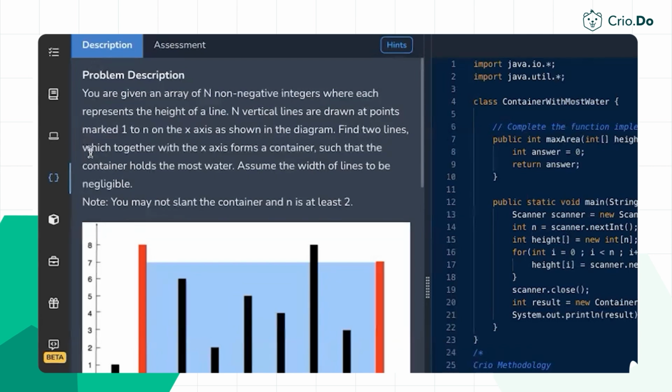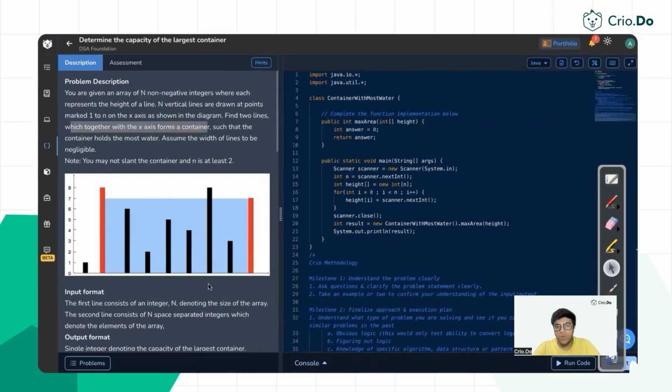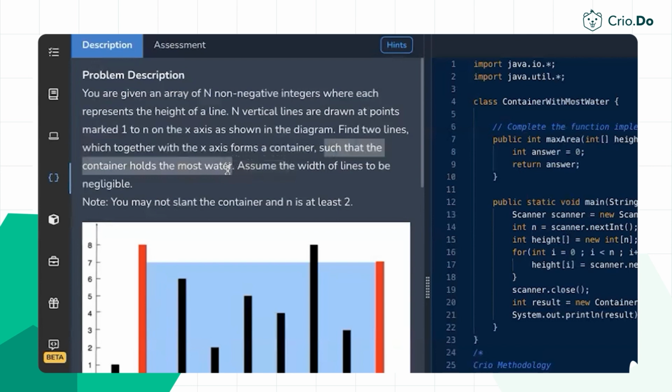Find two lines which together with the x-axis form a container. Find two lines which together form a container along with the x-axis, that is the horizontal line. And the container should hold the most amount of water. Assume the width of the lines to be negligible. So we have to assume the water is a plane only, or you can say the width should be 1. So volume will be length into breadth into 1. So we only have to consider 2D area and not 3D area.